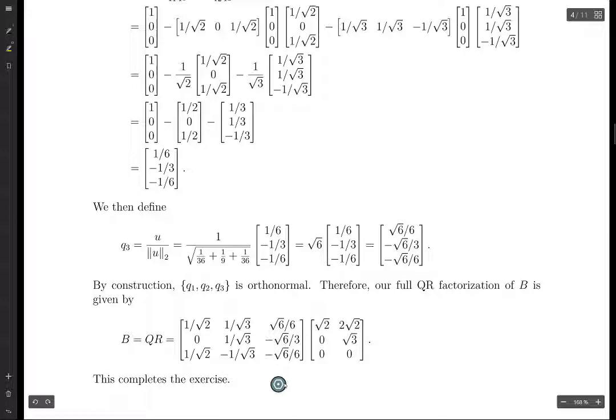But yeah, so that's how you do this exercise. This exercise is pretty much just getting you to actually do some QR factorization by hand. And so there you go. That's all there is to this exercise.